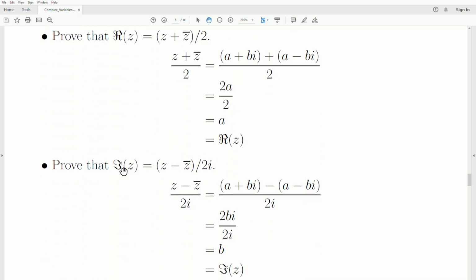Now, to grab the imaginary component of a complex number, you can use this formula. And these are going to help when we look at the equation of a circle. So let's evaluate this expression. z minus the conjugate of z divided by 2i. Plug in the complex numbers and the conjugate of the complex numbers. Notice that the a's go away, and then we're left with 2bi divided by 2i. Well, that's b, which is just the imaginary component of the complex number, and that's what we wanted to show.